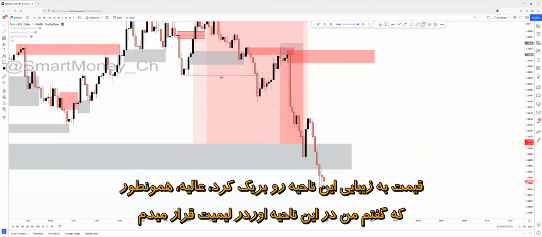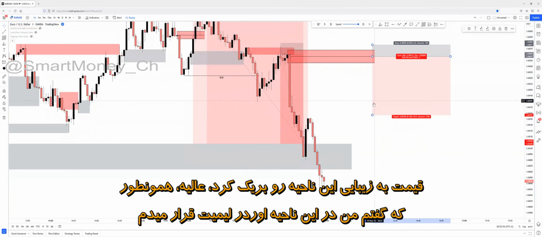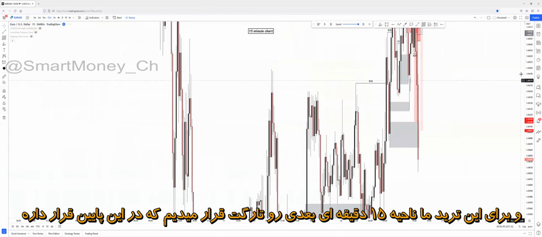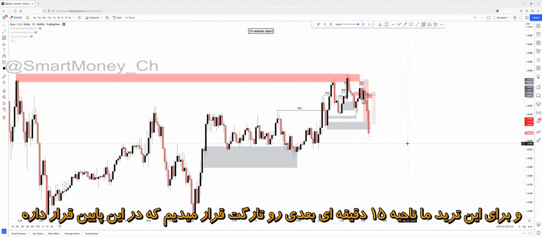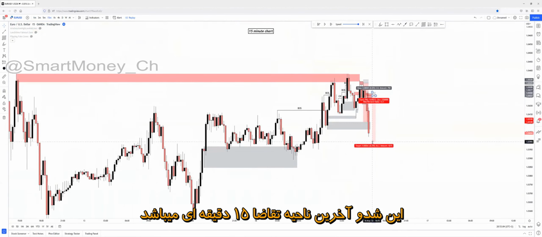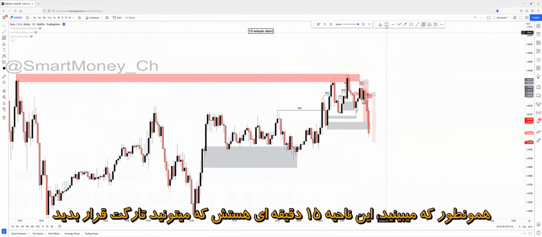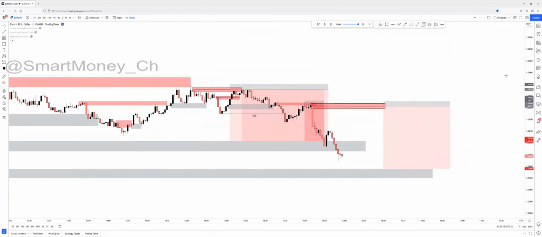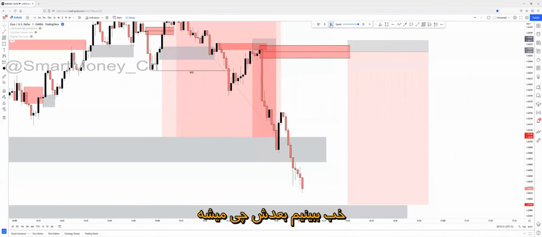Price broke below this zone. Perfect. As I said, I will set an entry limit order on this zone. And the 50% perfectly covers the zone. And with this trade, we will target the next 15-minute zone, which is this one down here. This is the next recent 15-minute zone for us, as you can see. Next recent 15-minute zone that you can target. Perfect. Let's see what happens next.